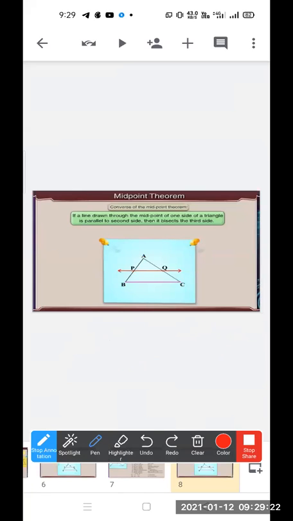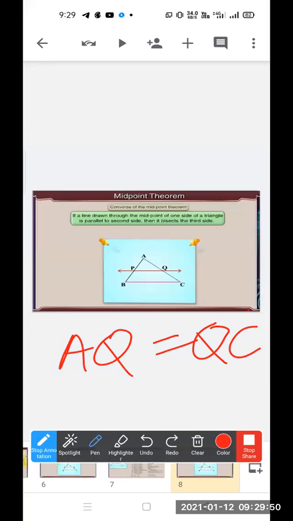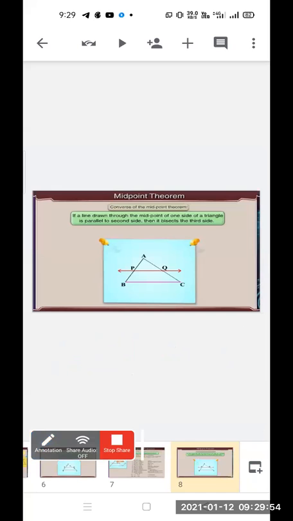So if a line drawn through the midpoint of one side of a triangle is parallel to the second side, then it bisects the third side. Here PQ is parallel to BC, and the line bisects the third side, which is AC. Bisect means divides equally, so AQ is equal to QC. That we have to prove in this theorem. Okay, let's see the proof, children.